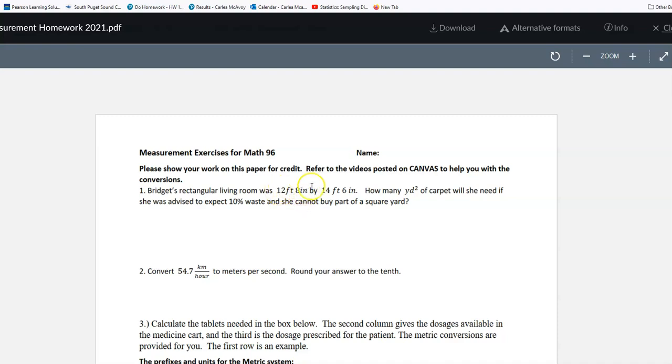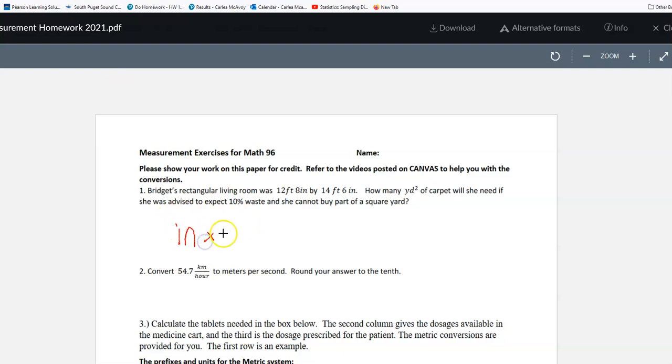A more exact answer would be to convert everything to inches. So 12 times 12 is 144, plus 8 more, which tells you the number of inches you have here. Then you do the same thing here, 12 times 14 plus 6, and you would have inches times inches. When you multiply inches times inches, you get inches squared.